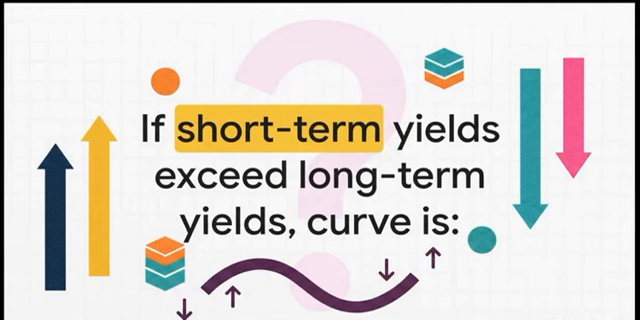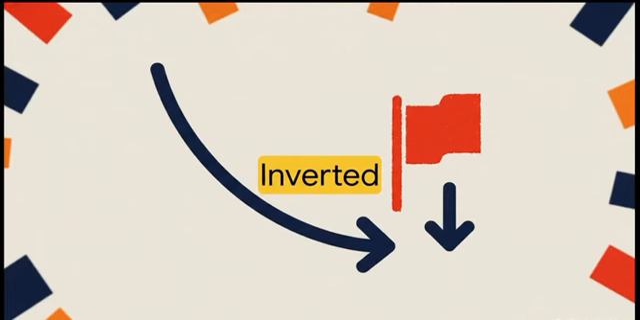All right, keeping that momentum going, here's question 2. If short-term yields actually exceed long-term yields, the curve is A, normal, B, flat, or C, inverted. The answer is C, inverted. And as we talked about earlier, this is that huge red flag. An inverted curve is a classic signal that the market is bracing for a recession.